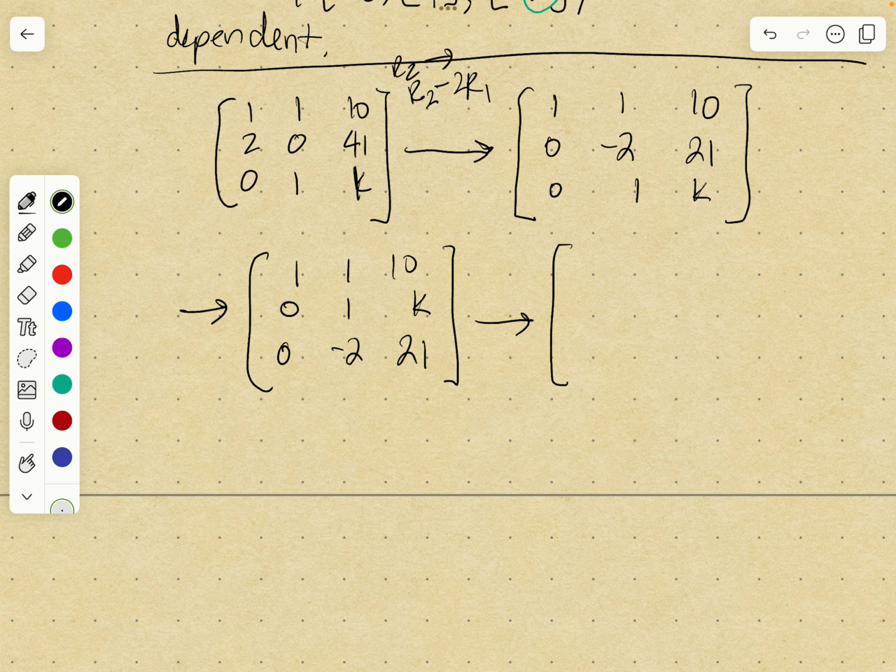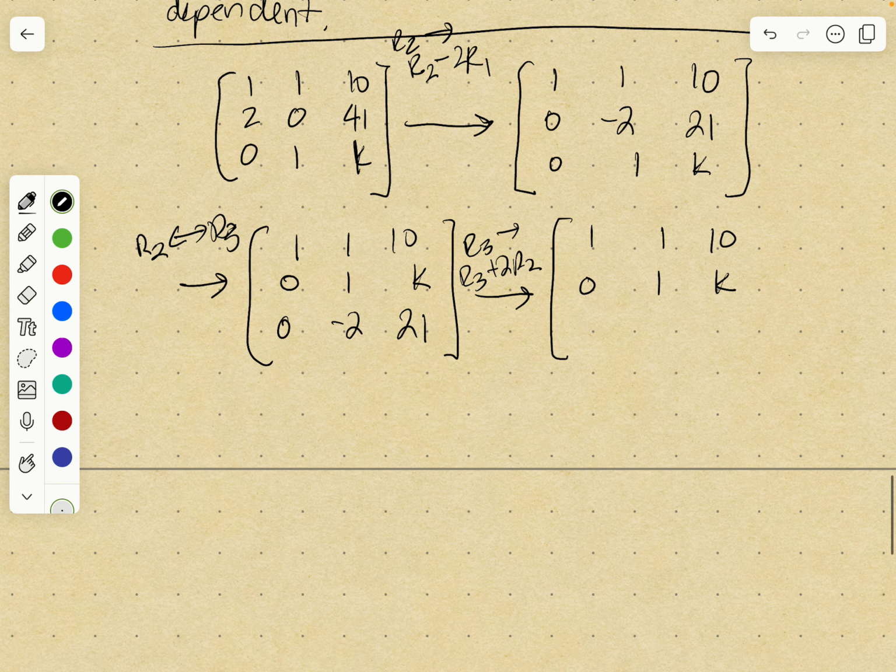And I'm almost at an echelon form. I want row 3 to go to row 3 plus 2 row 2. Oh, in this previous step, I'll just write out, I swapped rows 2 and 3. Okay. So now when I continue, I'm going to get 0, 0, 0, 21 plus 2k.